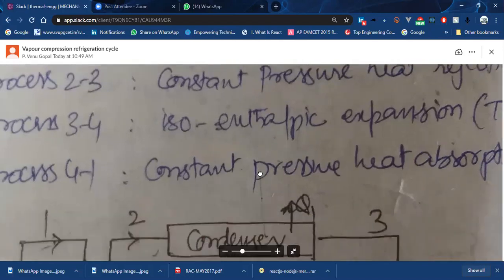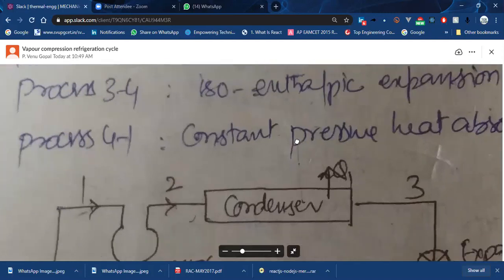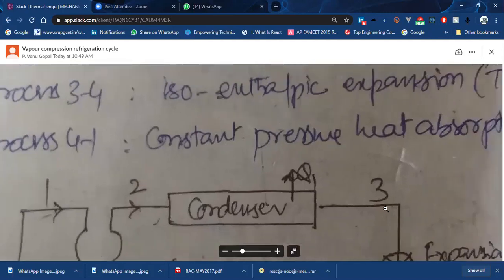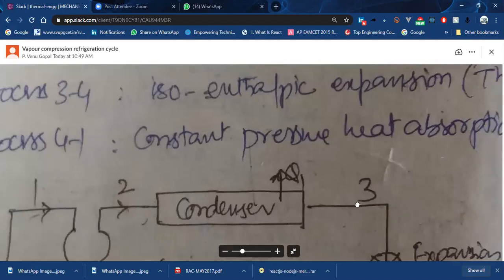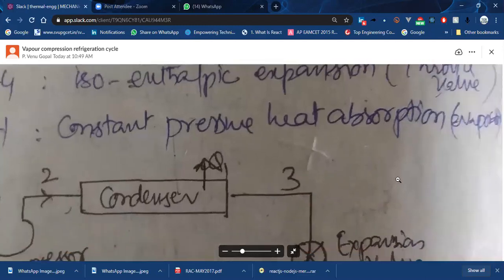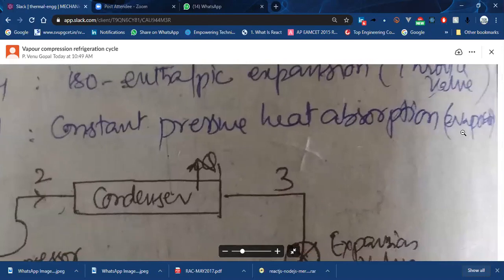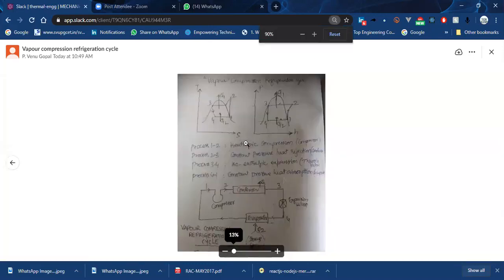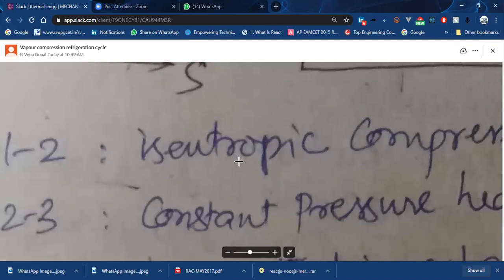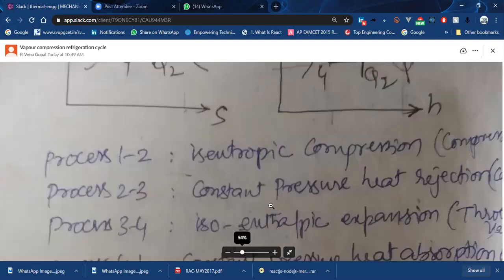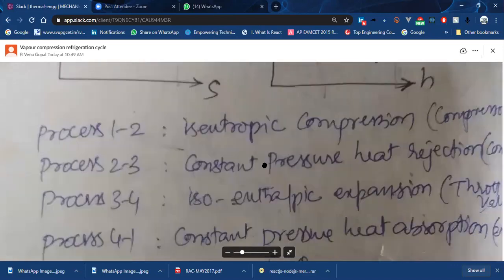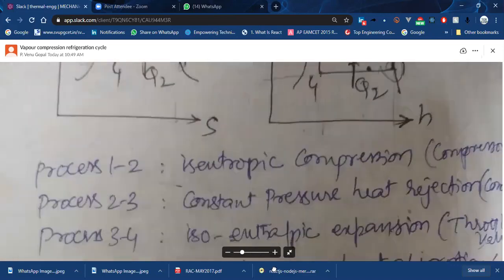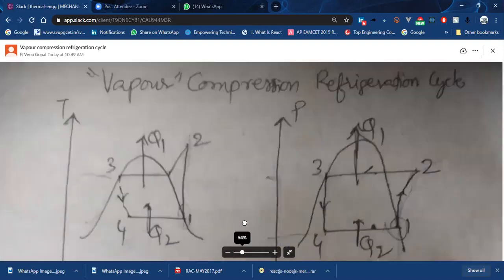Now, after that, what is the process we have? 4 to 1. So that is happening in which component? Correct. So it is in the evaporator. So these are the processes it is following. So we have one isentropic compression, then constant pressure heat rejection, then isenthalpic expansion, then constant pressure heat absorption, right? So all these processes I have shown here in the TS diagram.